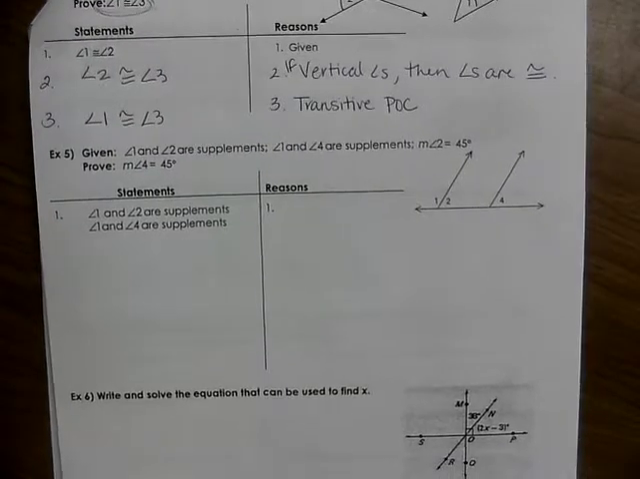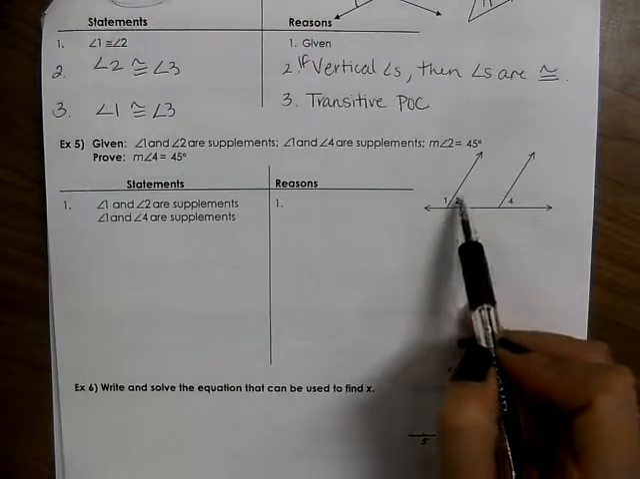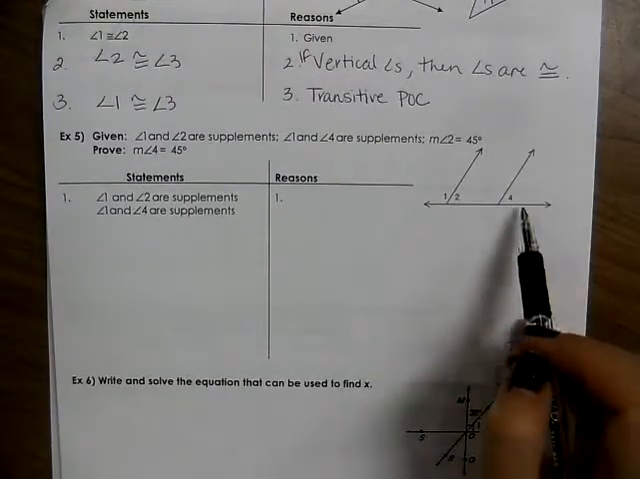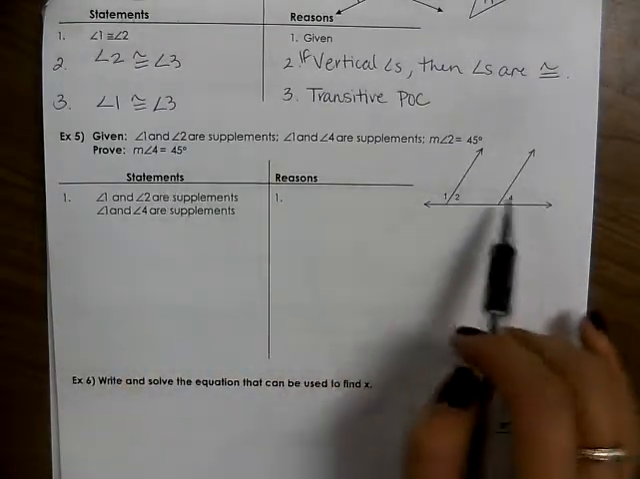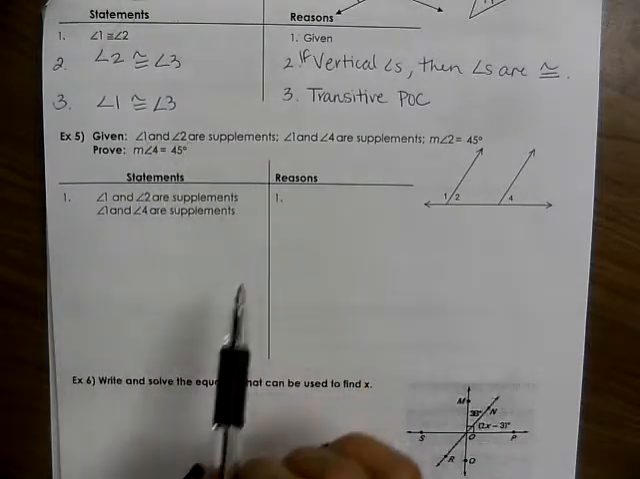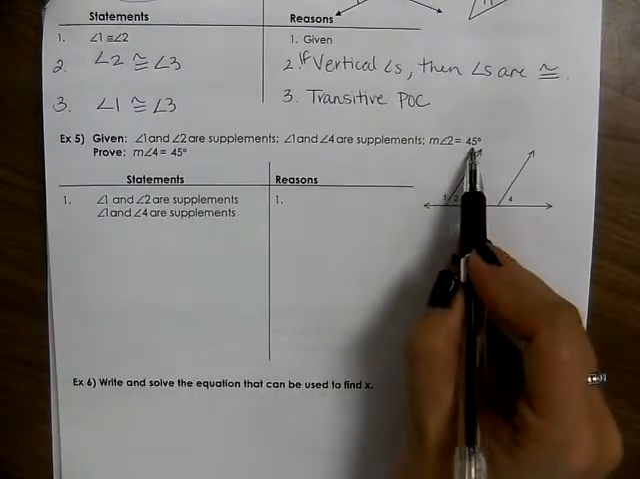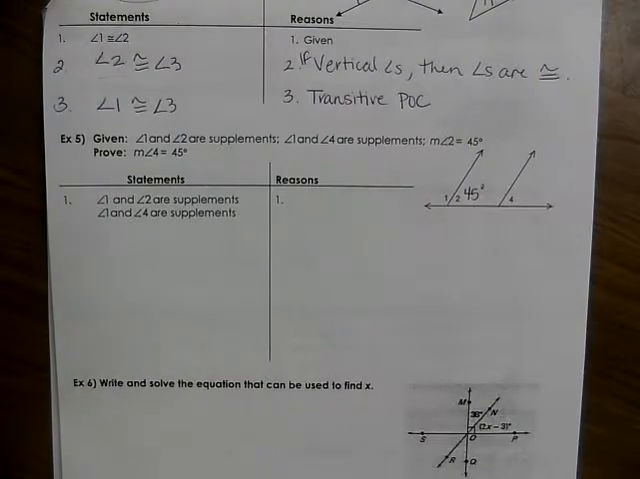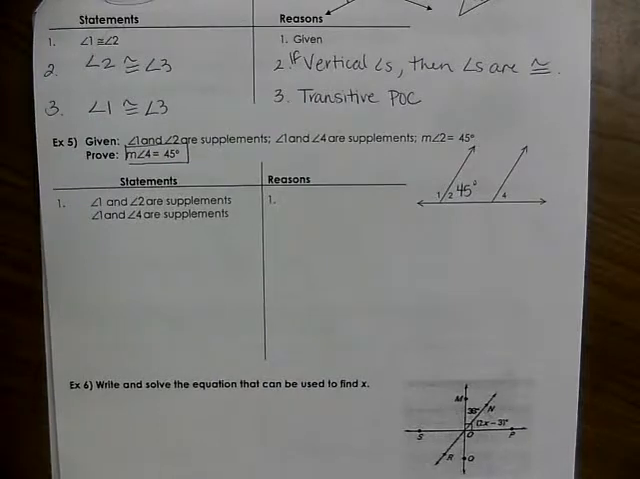Okay, now I want you to see how this one's set up, example 5 here. So here I can see I have a linear pair. They're going to be 180 degrees, right? Angle 4 is farther down that line. It's not adjacent to these angles. So I'm just kind of evaluating my picture. It's telling me that angle 1 and angle 2 are supplements, and angle 1 and angle 4 are supplements, and that the measure of angle 2 equals 45 degrees. I'm going to put that in my picture here, because that's going to help me to get to where I need to go. They want me to prove that the measure of angle 4 equals 45 degrees.